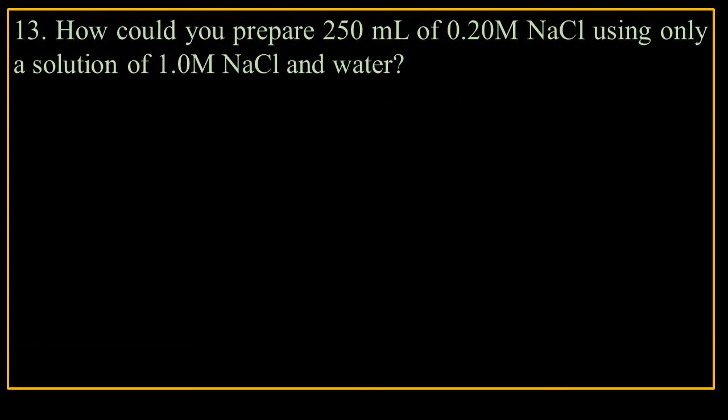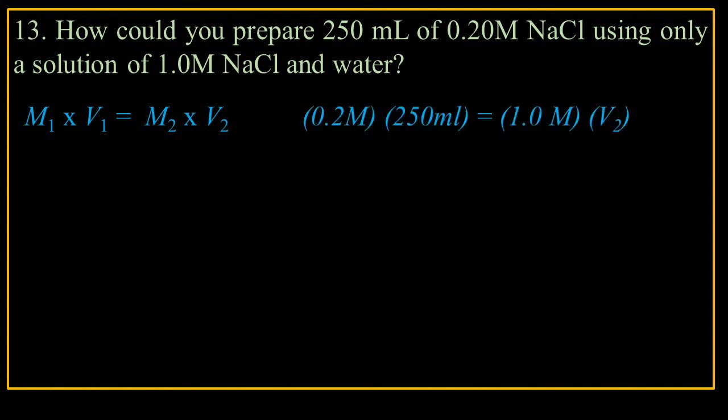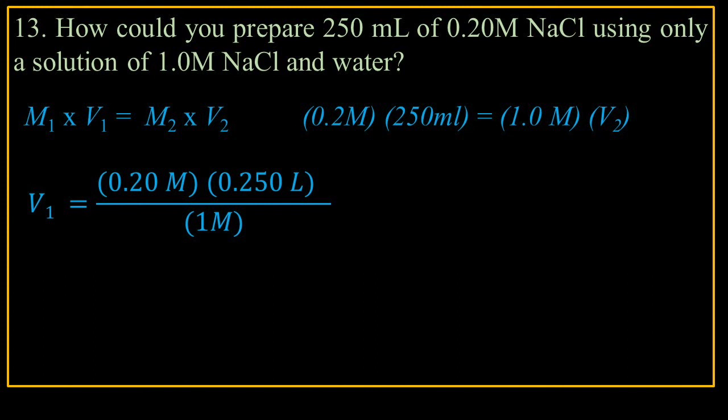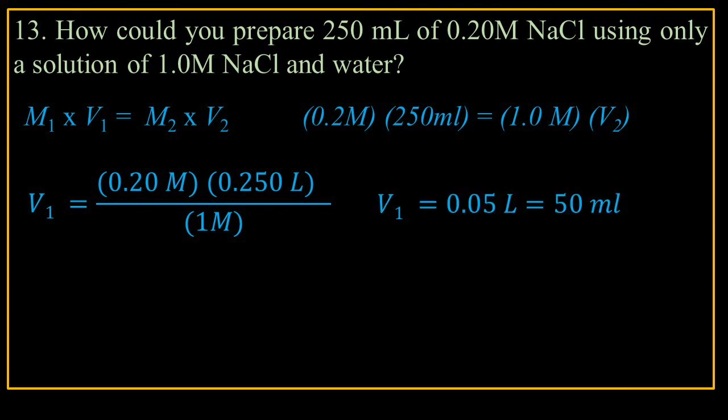Next. How could you prepare 250 milliliters of a 0.2 molar sodium chloride solution using only a solution of 1 molar sodium chloride? There's the equation. Again, you're going to plug in 250 milliliters. You could change it to liters or keep it in milliliters. It doesn't matter, depending on what they're given. I simply changed it, but it doesn't matter, as I proved in class. So now you're going to solve for V1, and that's going to be 50 milliliters.